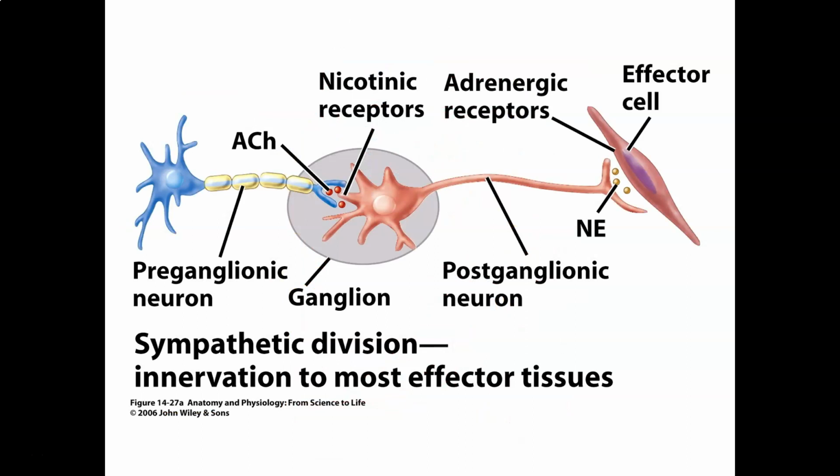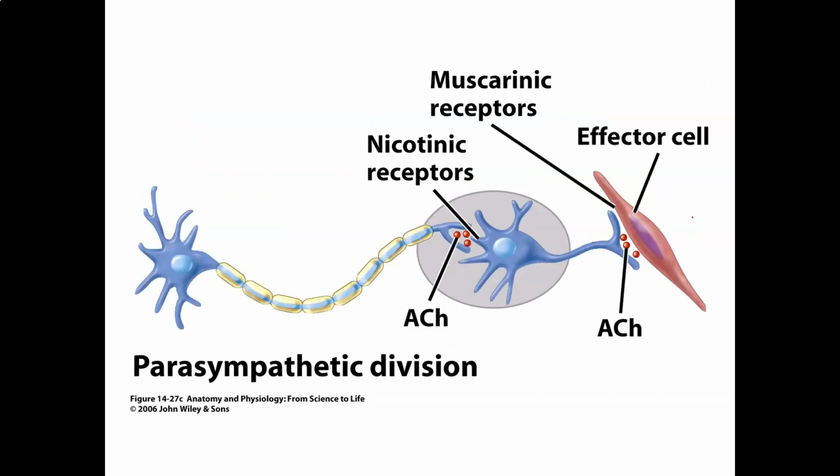And just to once again mention that one of the main ways that the sympathetic and parasympathetic could have different effects on their targets is that they're releasing different neurotransmitters. So norepinephrine for the sympathetic, acetylcholine for the parasympathetic.